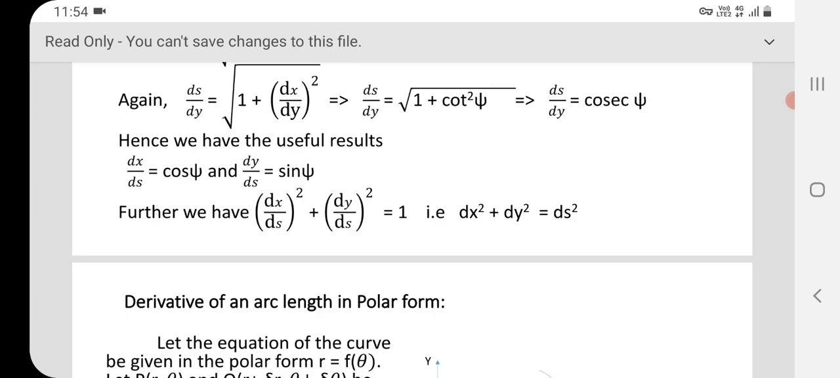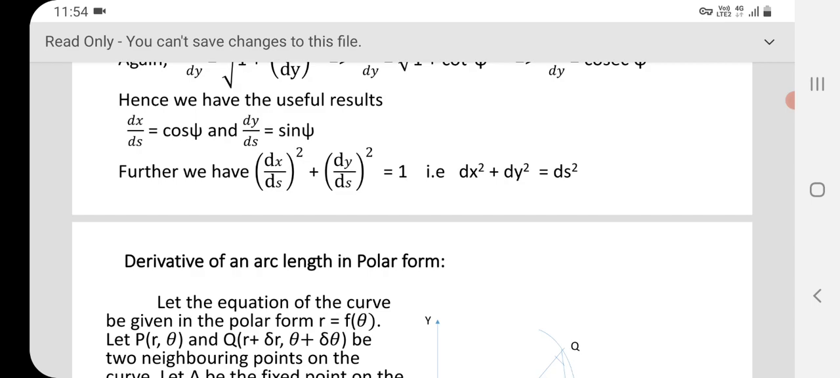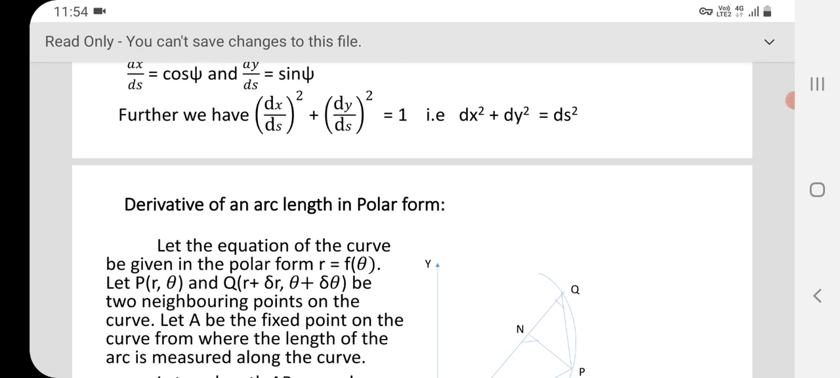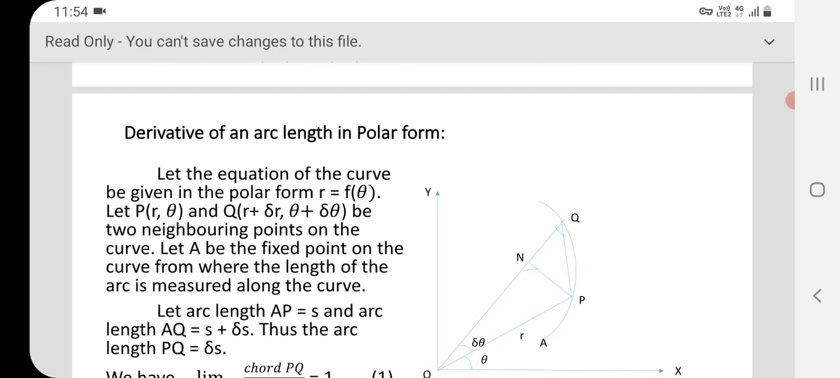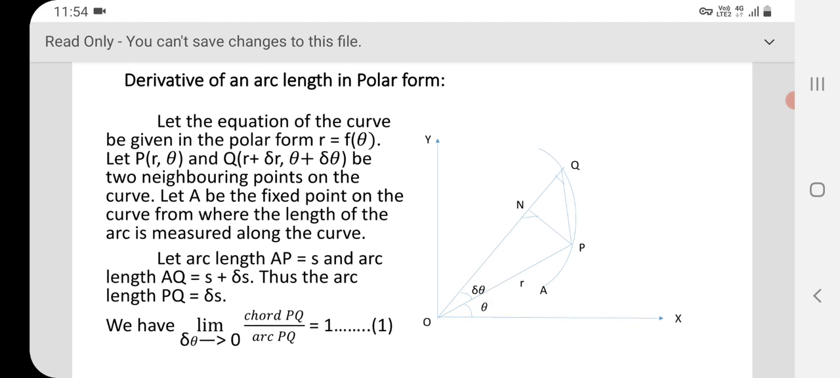dx by ds equals cos ψ and dy by ds equals sin ψ. Squaring these two and summing, we get dx whole square plus dy square equals ds square. Next, we go to the derivative of an arc length in polar form.